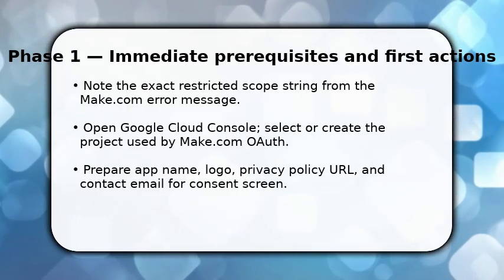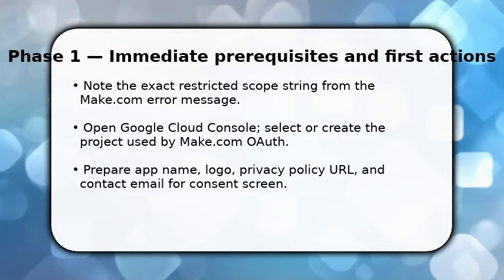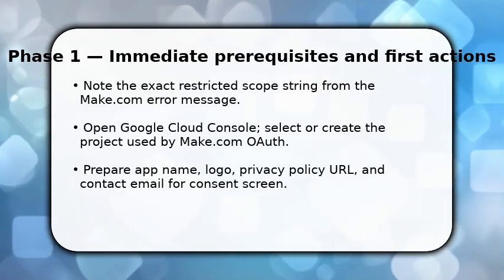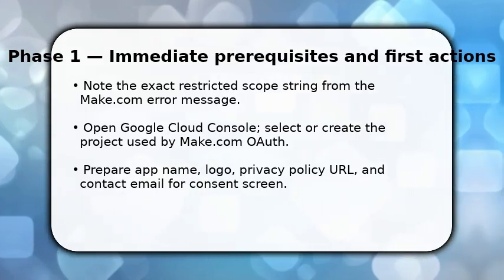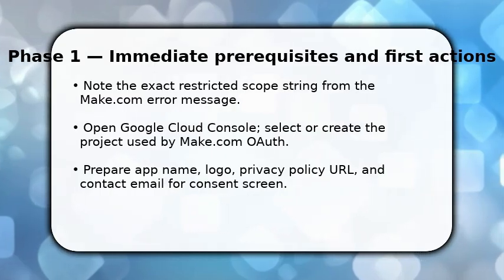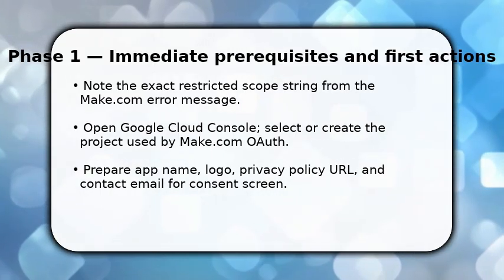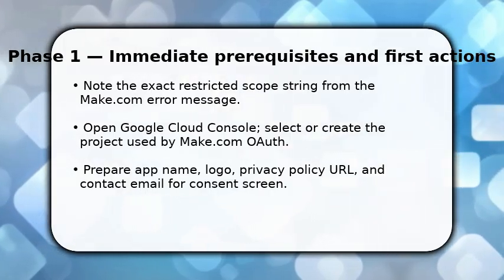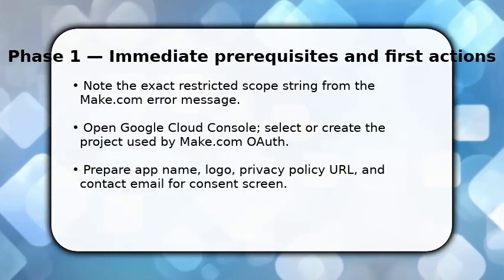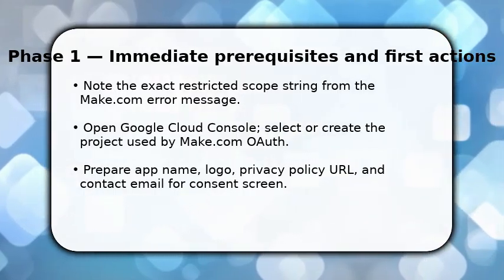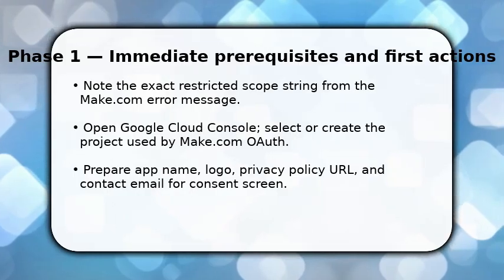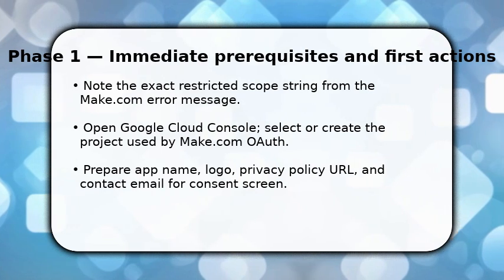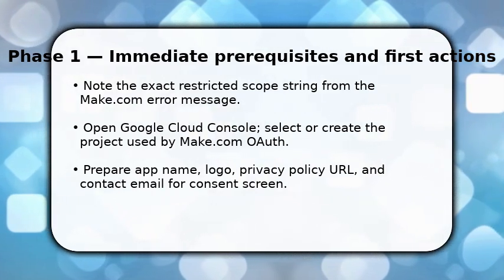You begin by confirming the exact restricted scope Make.com reports because precision matters. Once identified, open the Google Cloud Console and pick the project tied to your Make.com connection. Make sure you have an OAuth consent screen configured with app name, logo, privacy policy, and a valid contact email. These fields prevent automatic rejections. Also add authorized domains and set test users if you're not publishing. This first step sets the foundation, so Google understands who you are and why you need access.